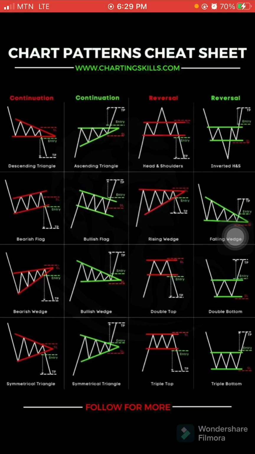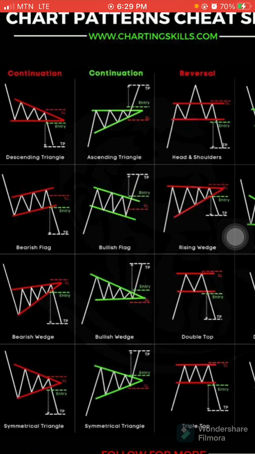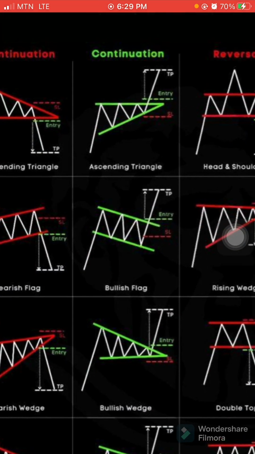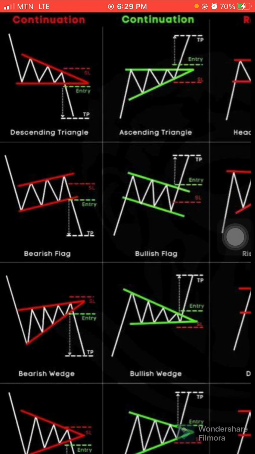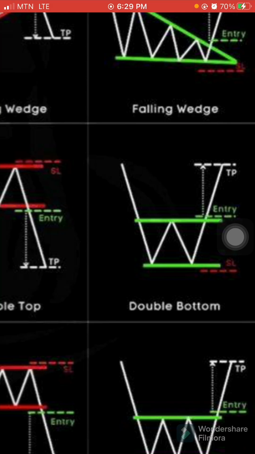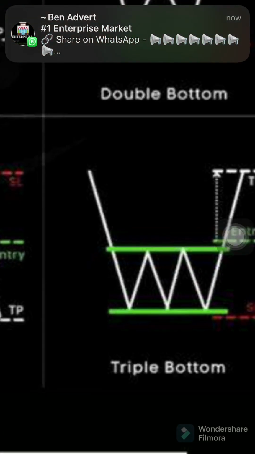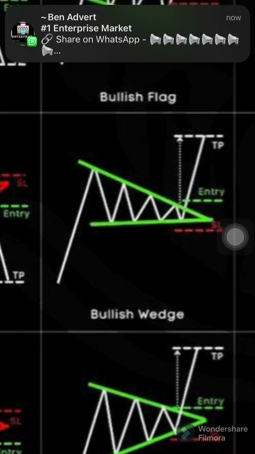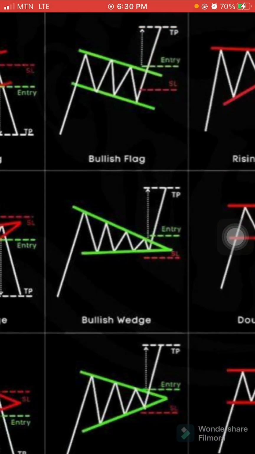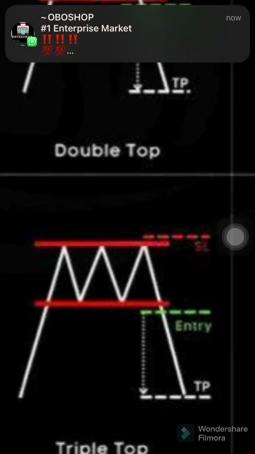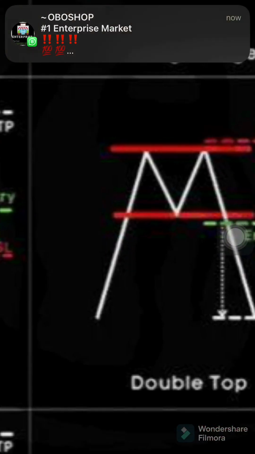The chart patterns we have: continuation, descending for the first one. We have descending triangle, ascending triangle, head and shoulders, inverted HS, bearish flag, bullish flag, and we have double top, and we have double bottom, and we have triple top, triple bottom, and we have symmetrical triangle, and we have the bullish wedge. But we are going to talk more about the bullish wedge, this one, and the triple bottom, triple top, and the double bottom, and the double top.